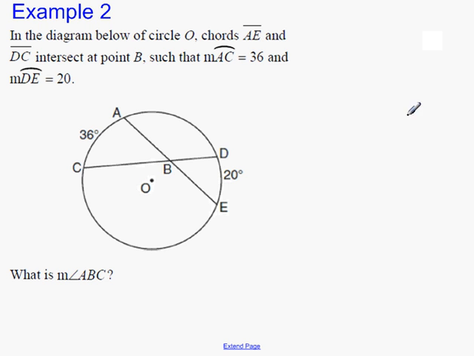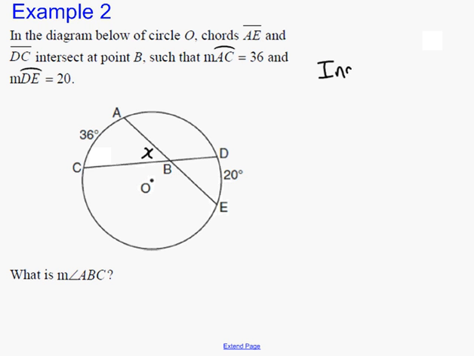Okay, so here's an example that uses that formula. In the diagram below, circle O, chords AE and DC intersect at point B, such that the measure of arc AC is 36 and the measure of arc DE is 20. What is the measure of angle ABC? I'm going to label this X, because that's what we're looking for.